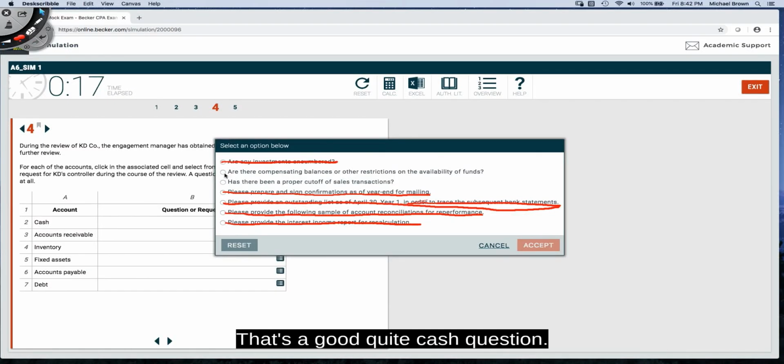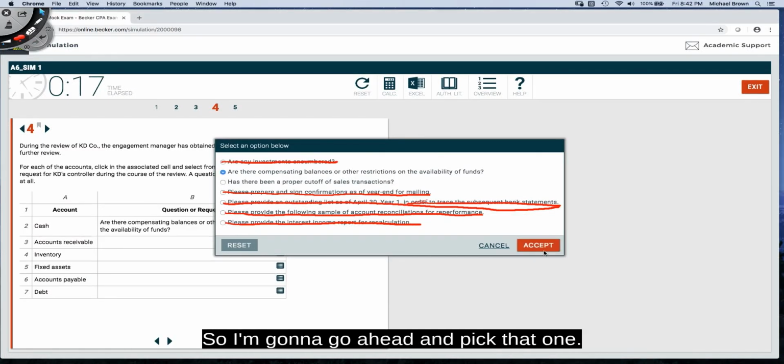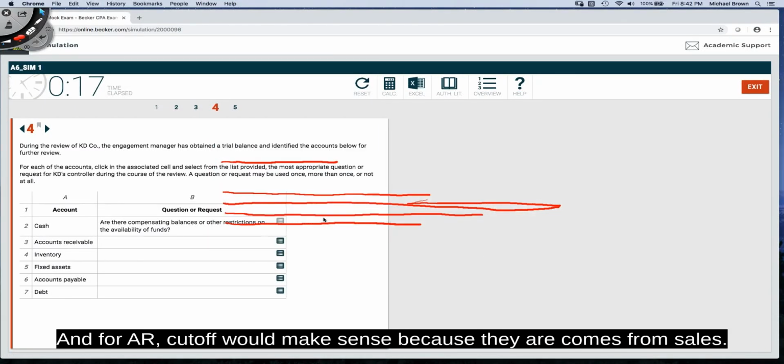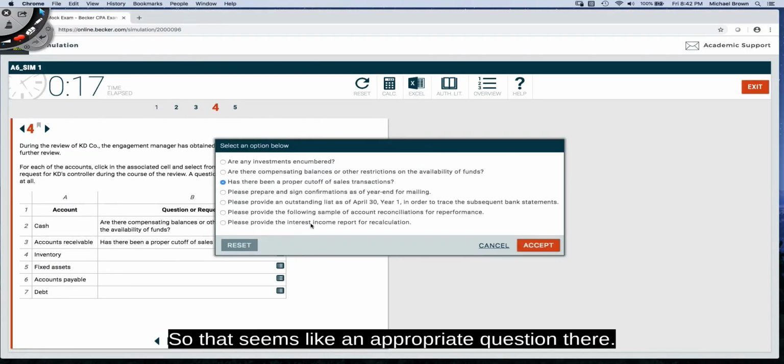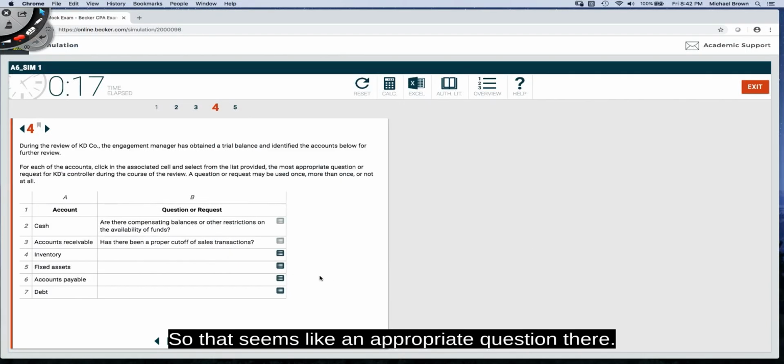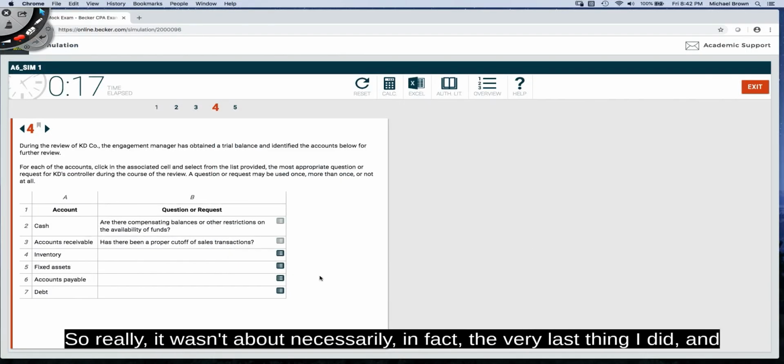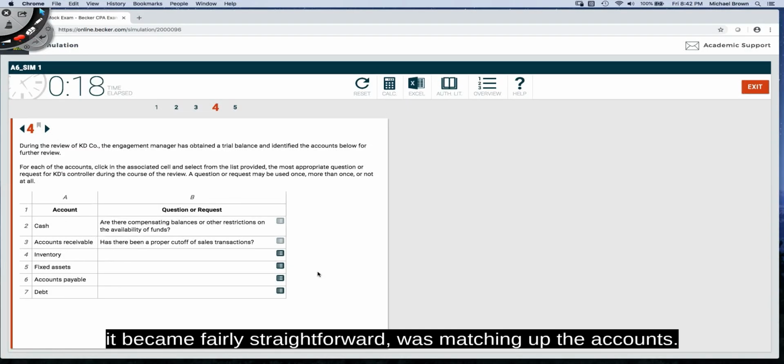That's a good cash question, so I'm going to go ahead and pick that one. And for AR, cutoff would make sense because AR comes from sales. So that seems like an appropriate question there.